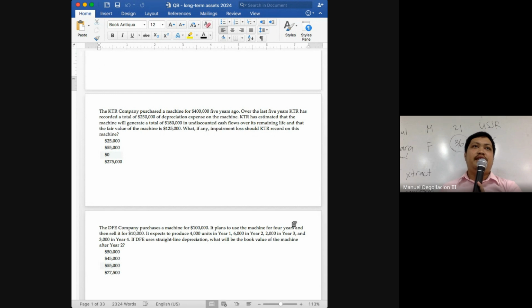the asset is impaired. If after the first step you have determined that the asset is not impaired, obviously your impairment loss will be zero. Okay, you proceed only to the second test if you have determined that the asset is impaired. Okay, so let's read the first problem first.